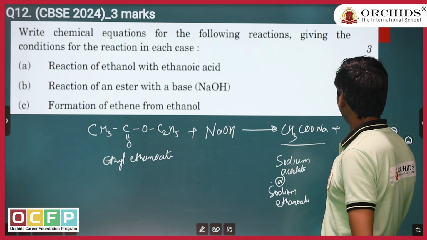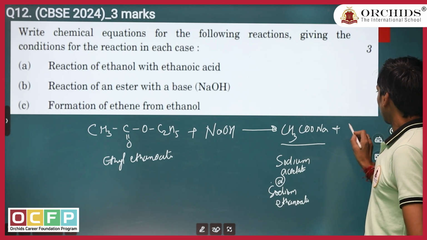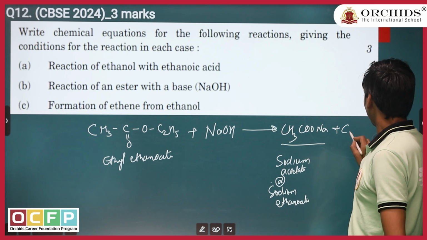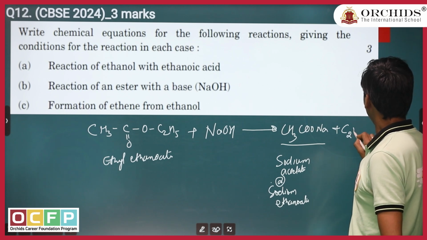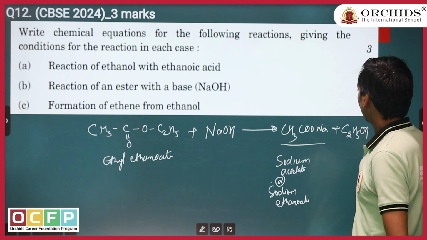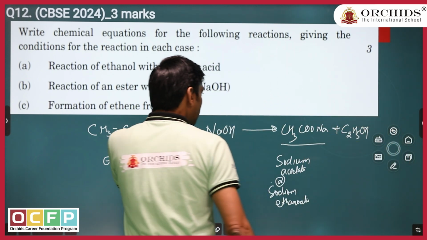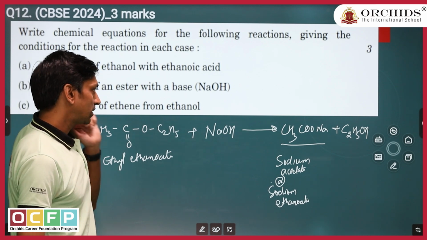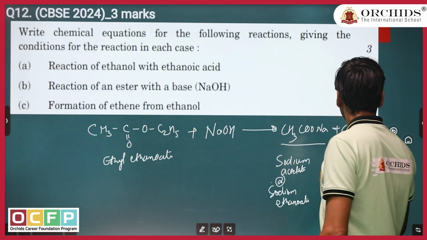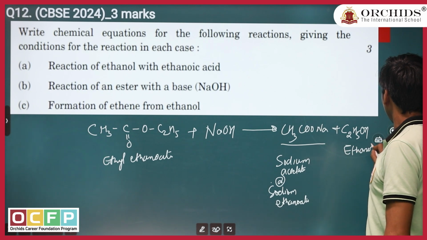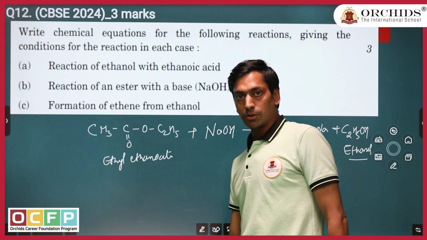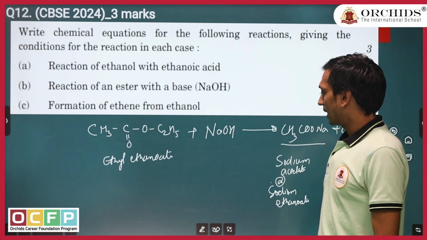And along with that, it is going to produce alcohol. Which alcohol is it going to produce? Ethyl alcohol or ethanol, C2H5OH. So CH3COONa plus C2H5OH is produced. So this is the reaction of ester with the base sodium hydroxide. That is our second reaction.